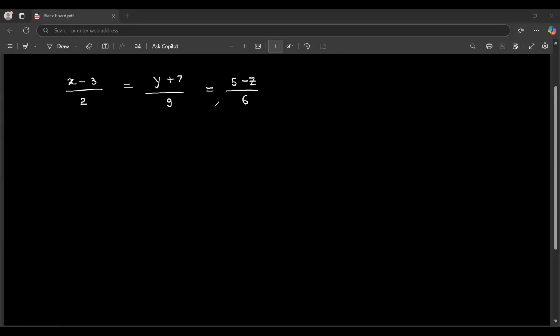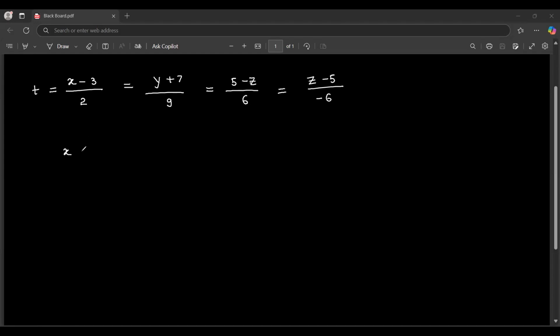parametric equations. For that, it's better if I have z as a positive number. So what I'm going to do is rewrite this as (z minus 5) over minus 6. Okay, I'm multiplying both sides by minus. Now I can say this is equal to a real number and a parametric number, let's say, t.